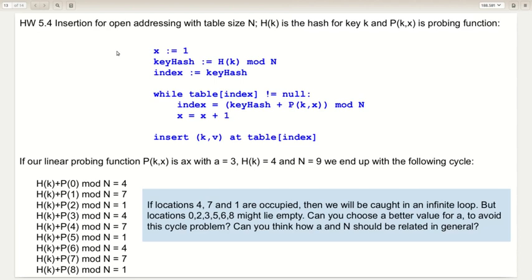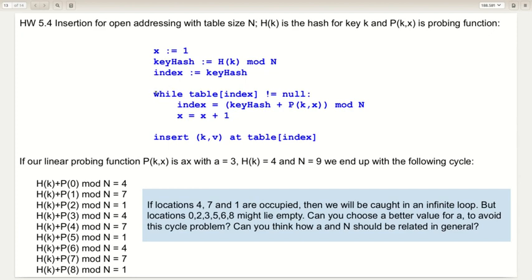In this question, I have given you some pseudocode similar to what Naveen has discussed for this open addressing scheme. In open addressing, we know that the hash table size is n, h(k) is your hash for a given key k, and p(k,x) is your probing function. If we look into this algorithm, you first compute the hash of your key, and you want it to be less than the size of the table, so you take a mod n, and then this is your index to go into the table. You use that hash value.